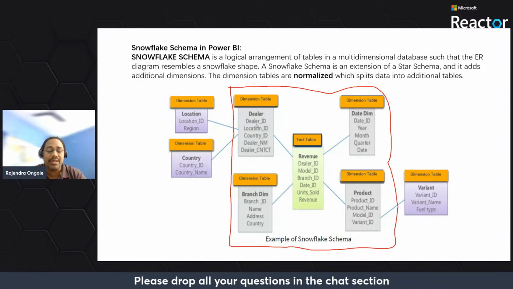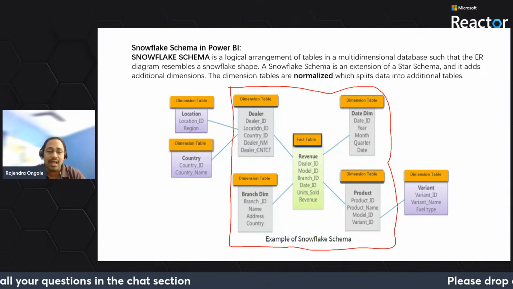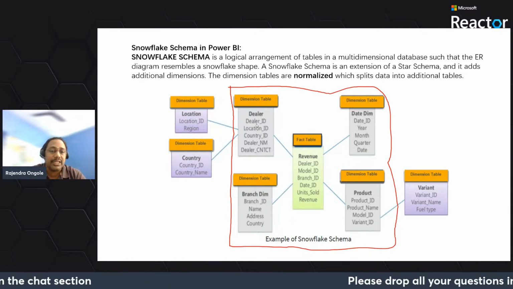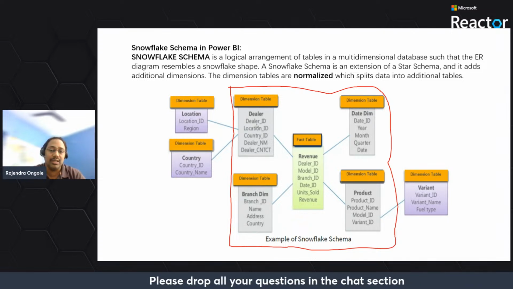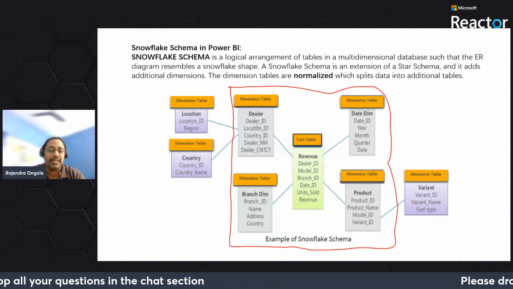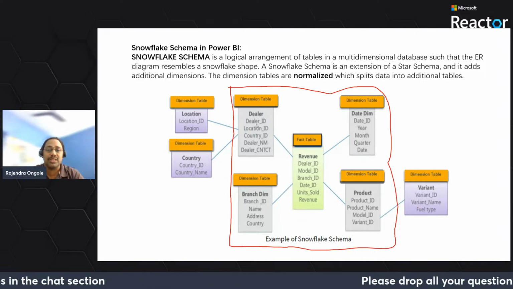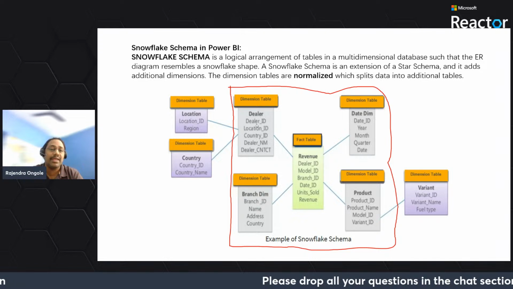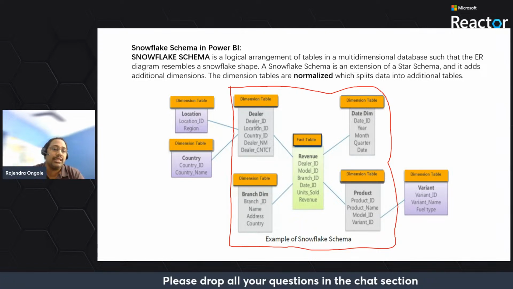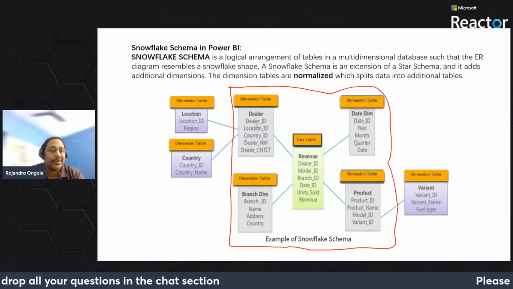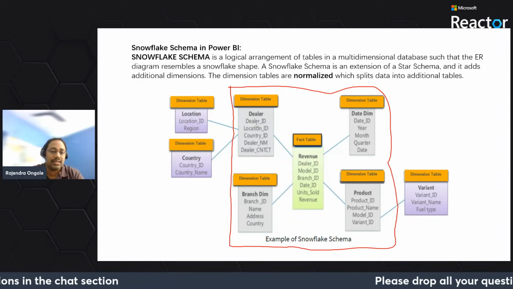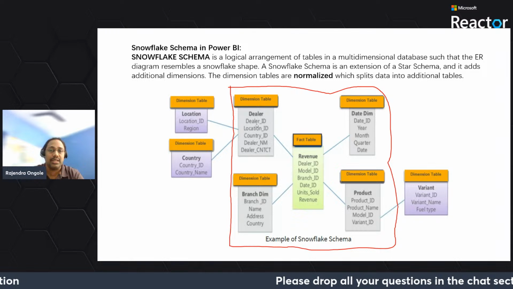Likewise, here the product table has a hierarchy, a split of data, like variant is a subtable, and the variant table is not communicating directly to your revenue. It communicates to the product table only, based on the variant ID from the product table and the variant ID column in the variant table. So a split of information, an additional table split, has a hierarchy. If you are maintaining the hierarchy in the dimension table, this schema design we are going to call a snowflake schema, hierarchy maintenance.